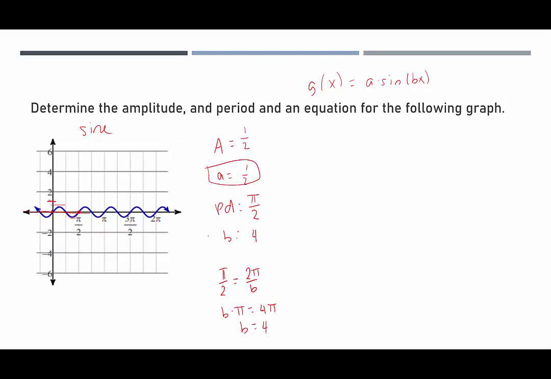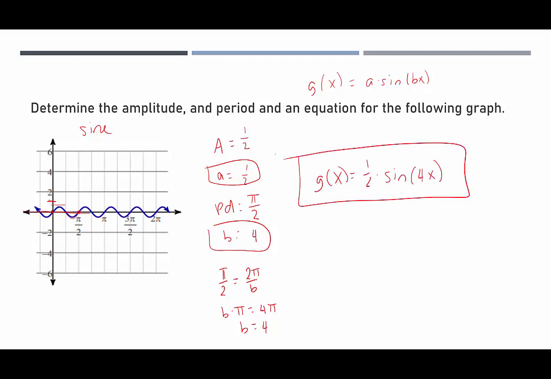Now we have the necessary components to be able to build the equation. This would be g of x is equal to 1/2 times sine of 4x. Hopefully this provided a little bit of insight about transformations of sine and cosine graphs.